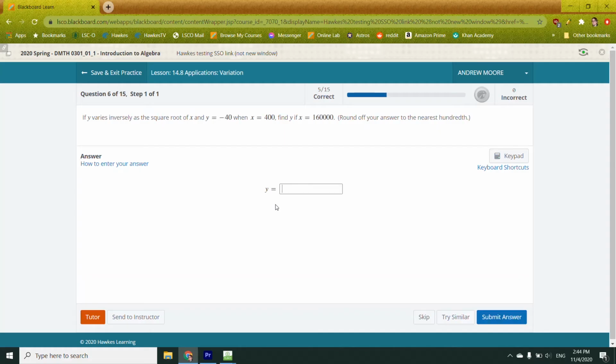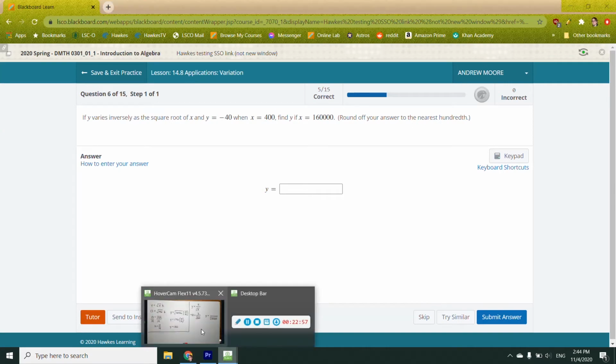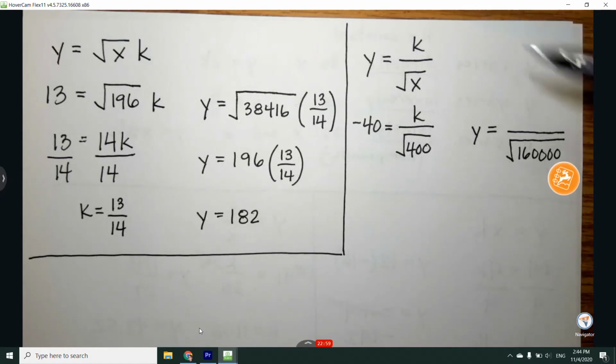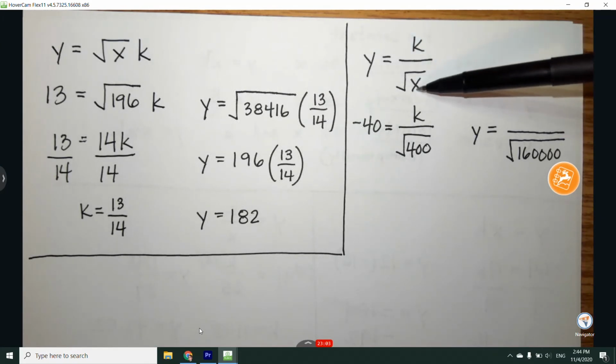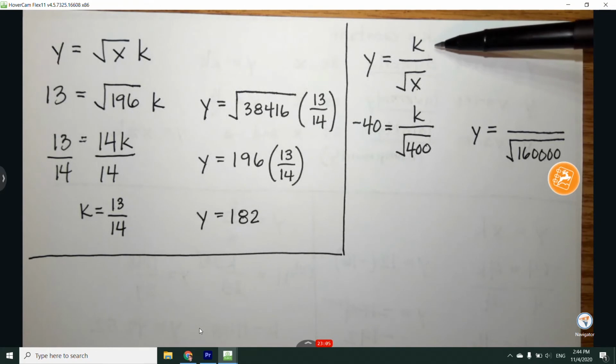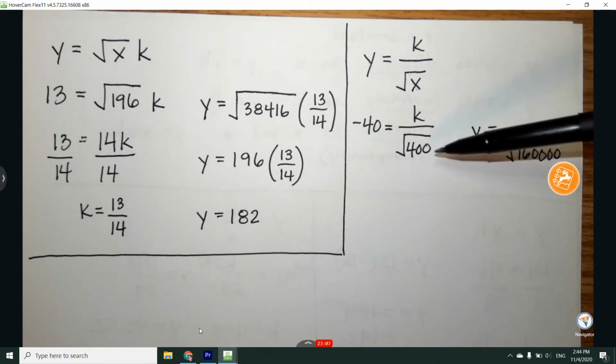If y varies inversely as the square root of x and y equals negative 40 when x equals 400, find y if x equals 160,000. Okay, so y varies inversely as the square root of x, right? We're going to put our constant on top. So we've plugged in our numbers.